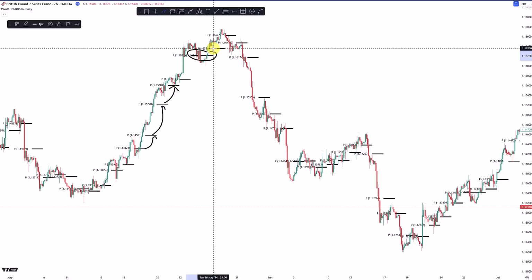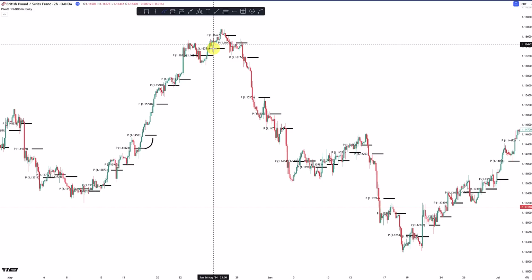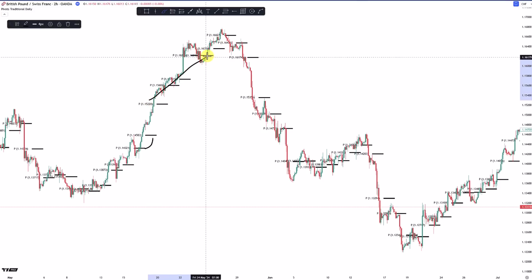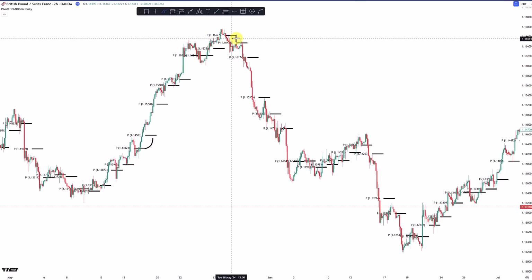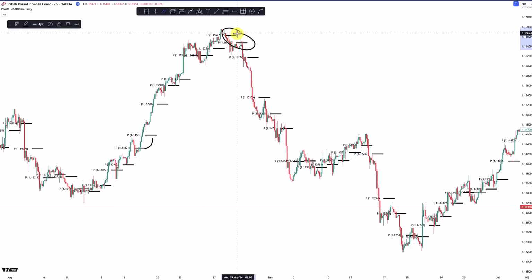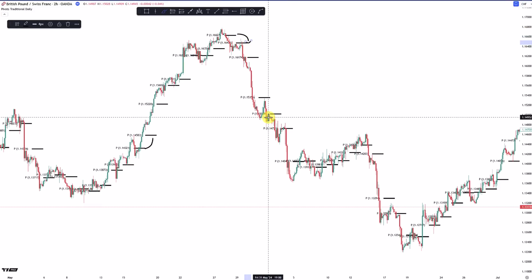But the most important signal is when you have a shift in pivot points, such as here, where up until that point, the pivots are always moving higher. And then here you can see it's the first time that you have pivot points that are moving lower. And that's then your trend shift.